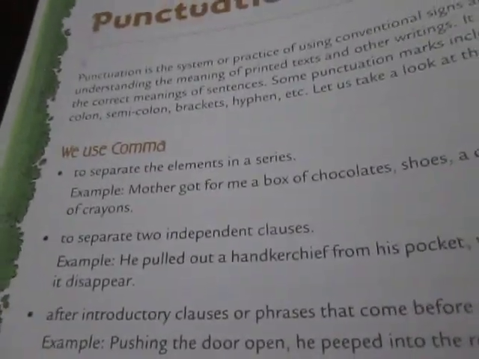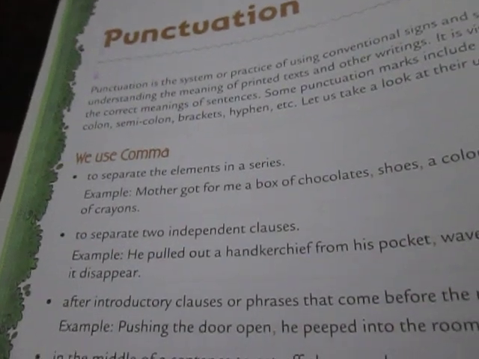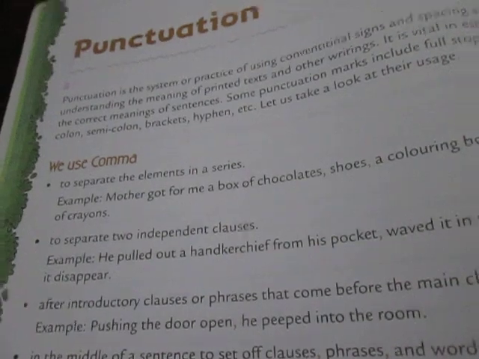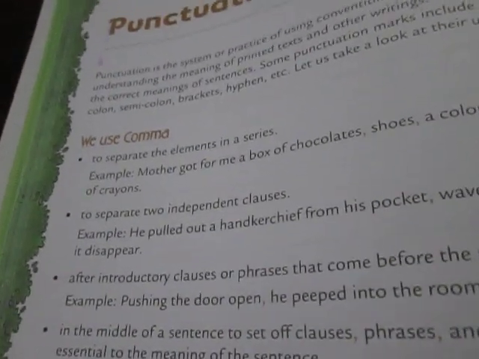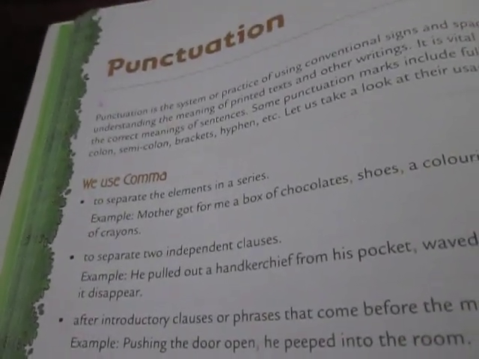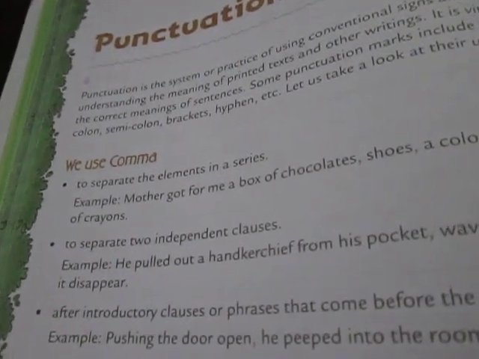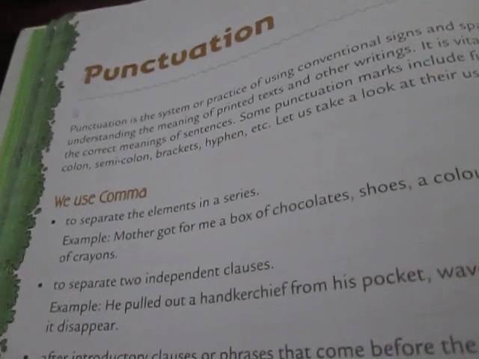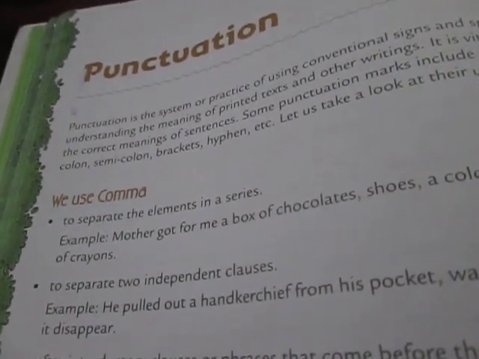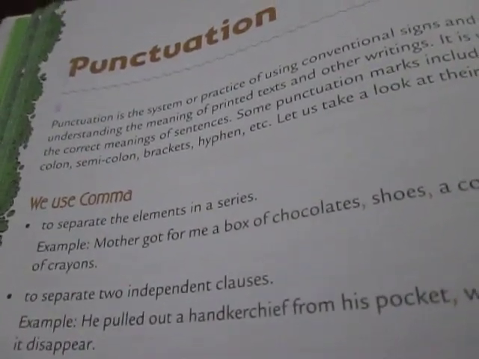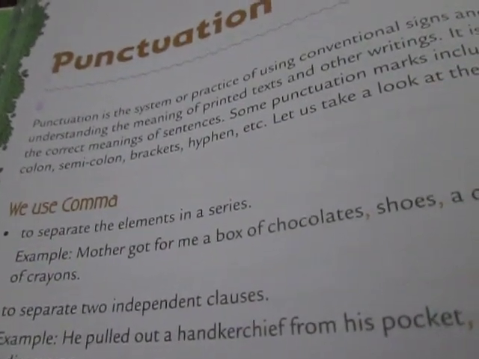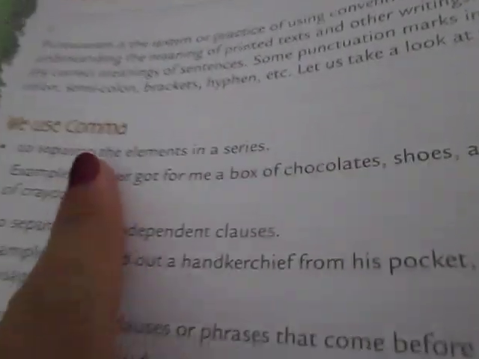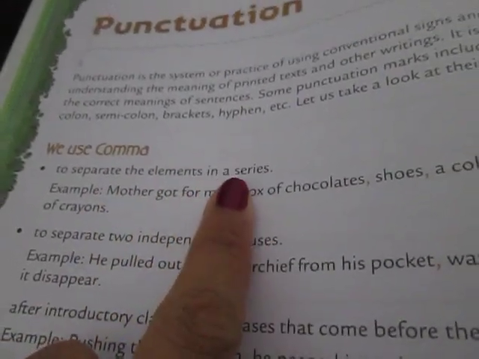Now we use comma. The first punctuation mark is comma, and we use comma to separate the elements in a series. The first use of comma is to separate the elements, right? Sometimes we say, in my basket, comma, I have apples, oranges and bananas. So to separate apples and oranges we used comma, and in my basket also to separate it we used comma, right? So the first use is to separate the elements in a series.